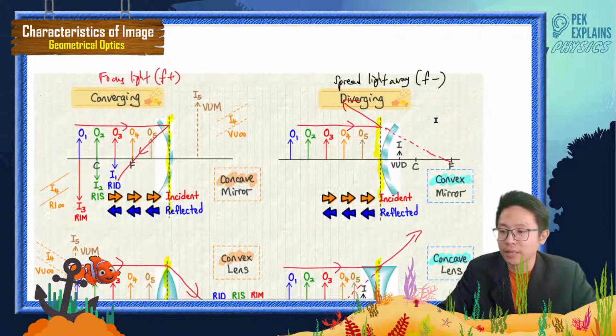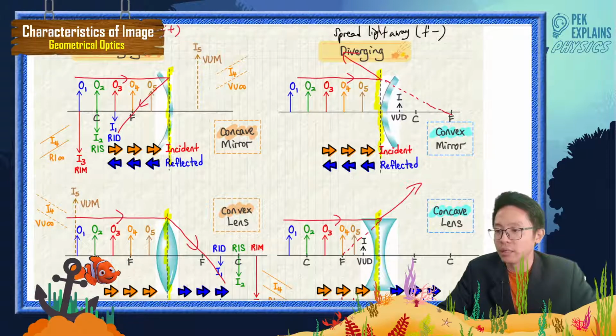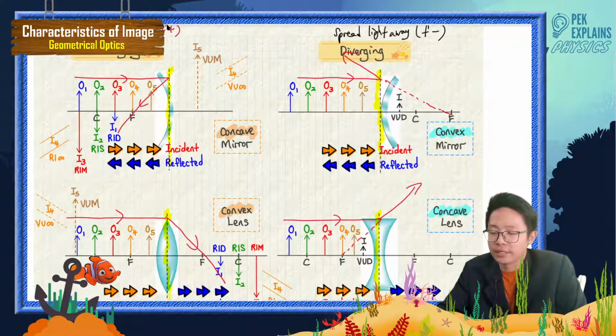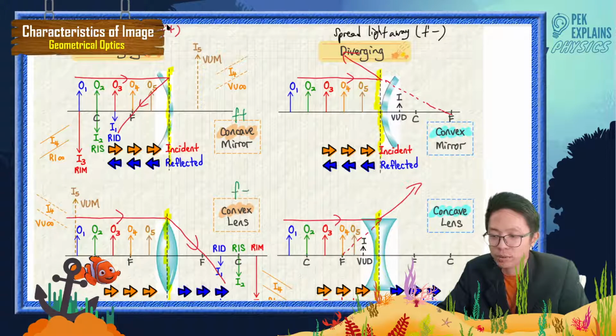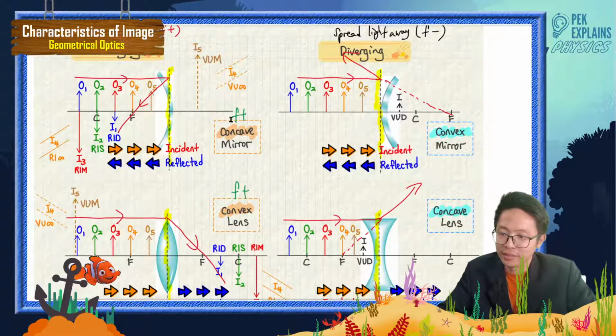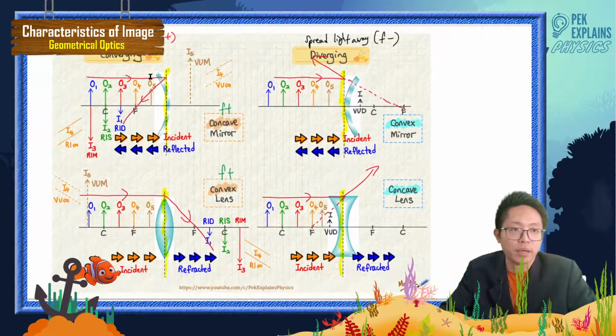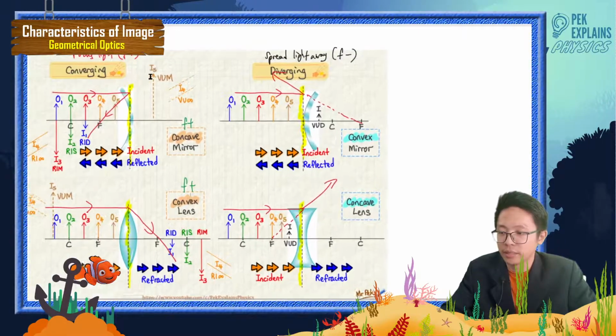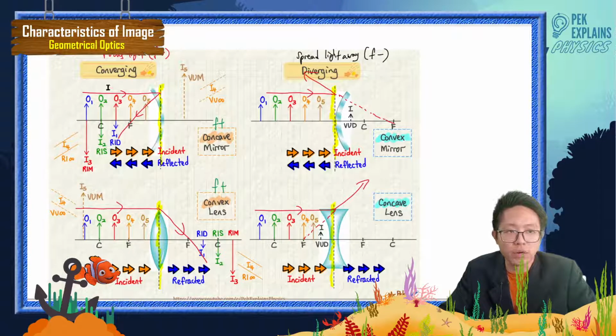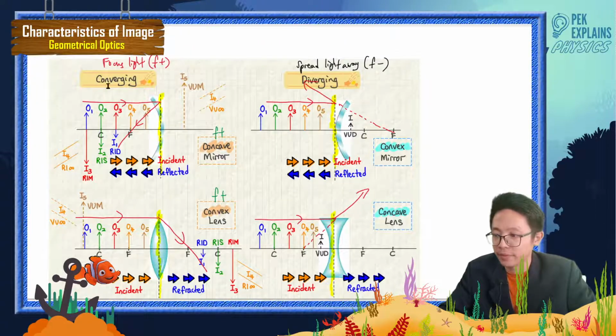So these two, of course, concave mirror has a positive F, and convex lens also positive F, because it focuses the light. Both of these are called converging. They can focus the light. So concave mirror is a converging mirror, so it has F positive. Convex lens is a converging lens, so F positive. But convex mirror spreads the light away, so it's a diverging mirror.